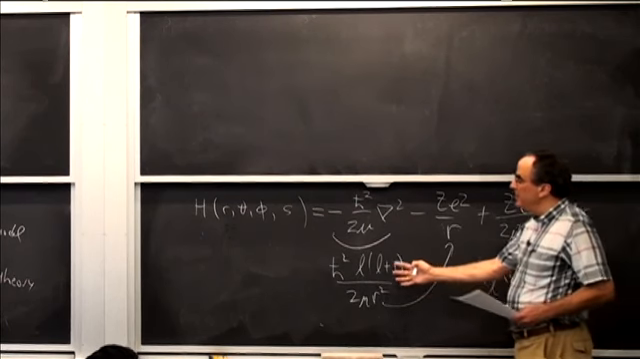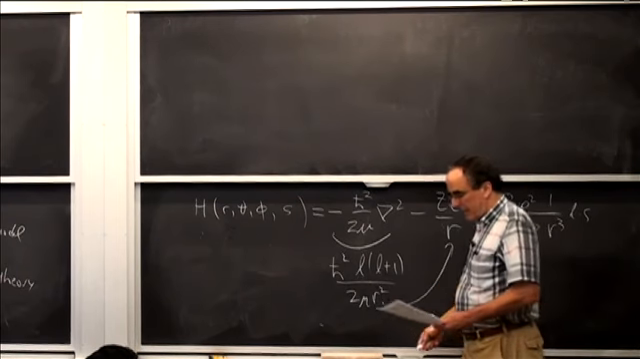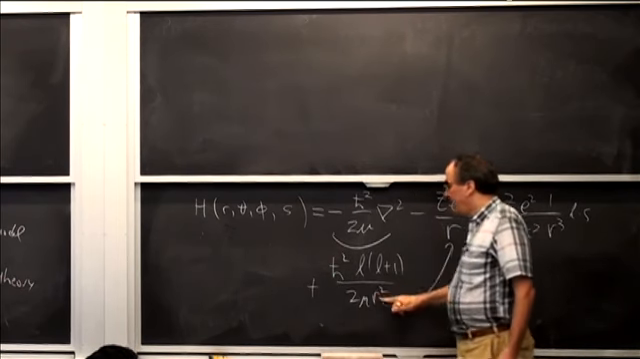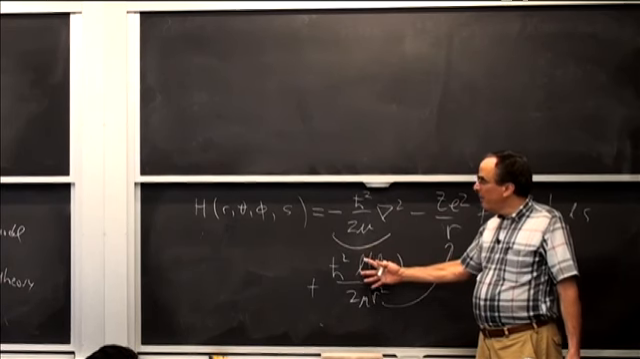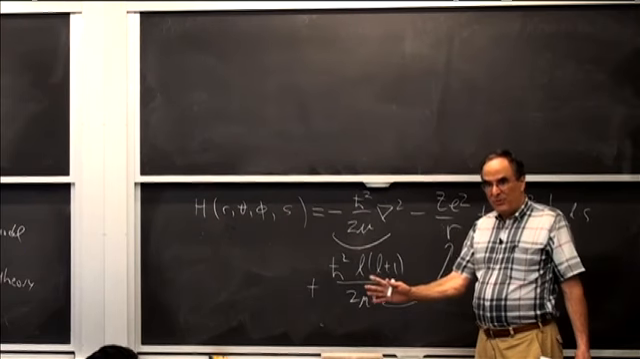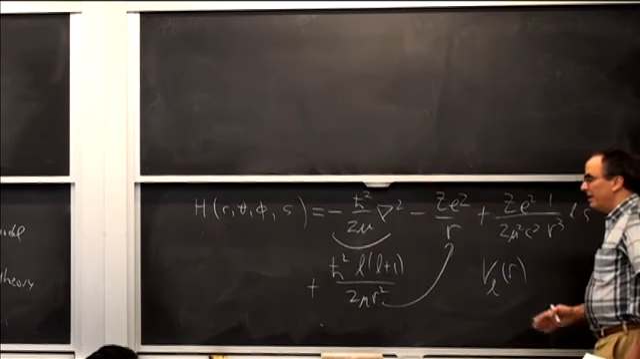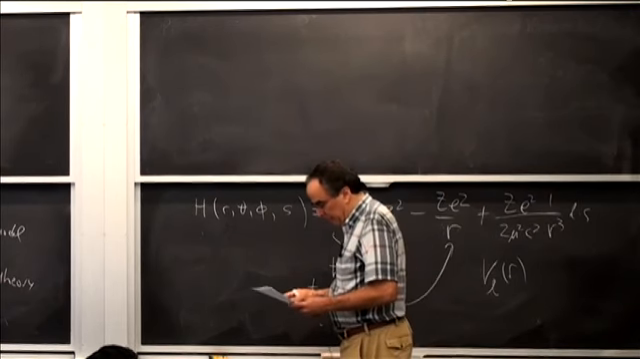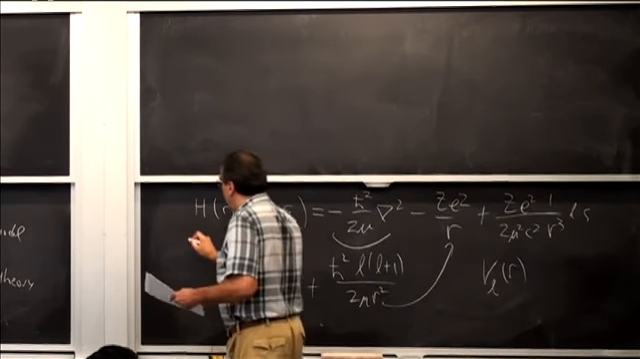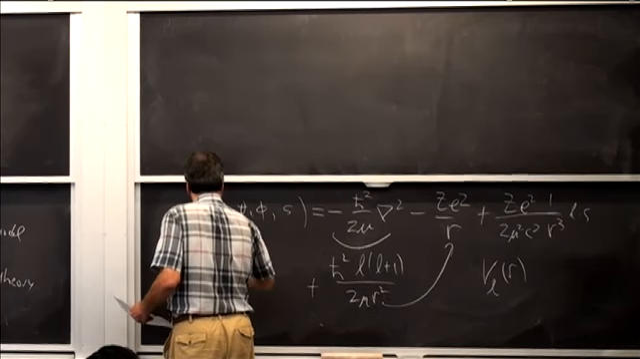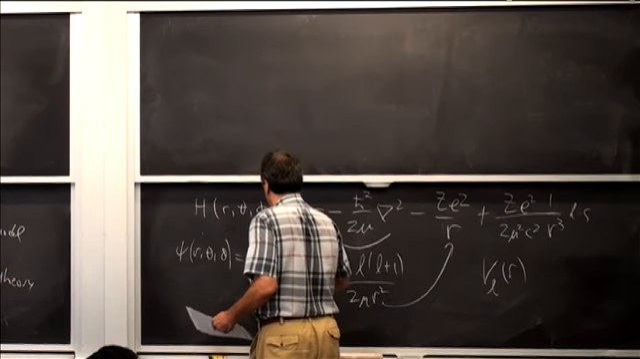And so we say this generates a centrifugal barrier. Why is it a barrier? Because it's positive, and as r gets small, this gets big. And so it's a barrier that keeps the electron from getting in close to the nucleus. Okay. So we have a central force problem, and the wave function can be written as a product of two factors.